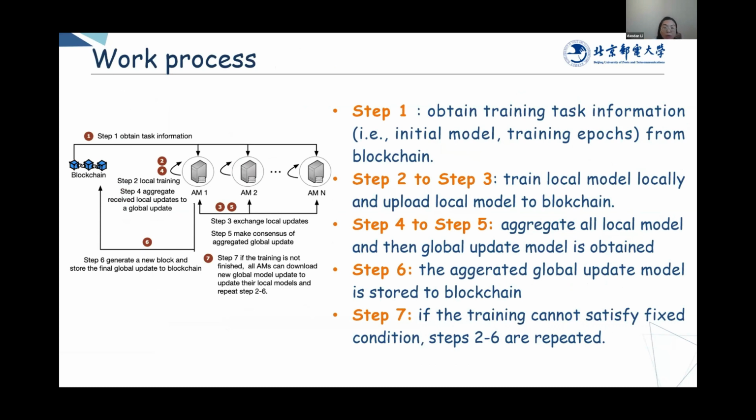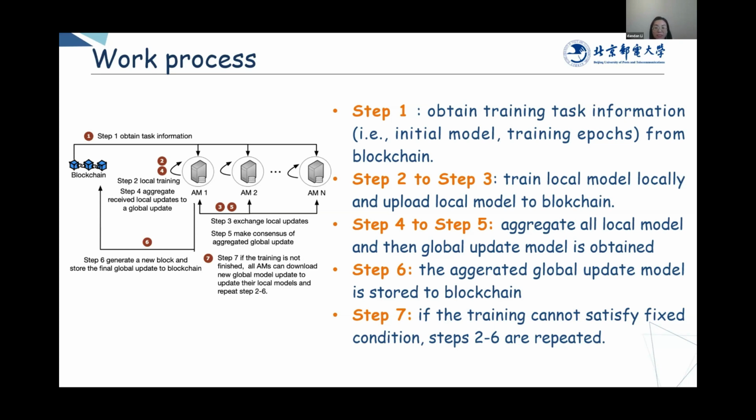Next, we will show a work process of FLR ILD. Step one, each AS obtains training task information, including initial model training epoch, from a blockchain. Step two to step three, AS trains the local model locally and uploads the local model to the blockchain.